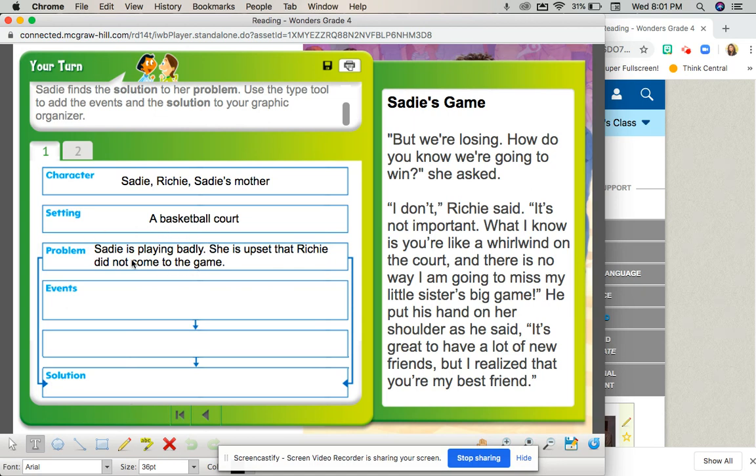I'm going to try and find a solution or an event, something that happened in the story where she fixed this problem, playing badly. And I want to find another event that showed that maybe she wasn't upset about Richie not coming to the game. We want to see how those two things change. So I'm going to get my highlighting tool and I'm going to highlight any details that show me an event that helped her solve the problem.